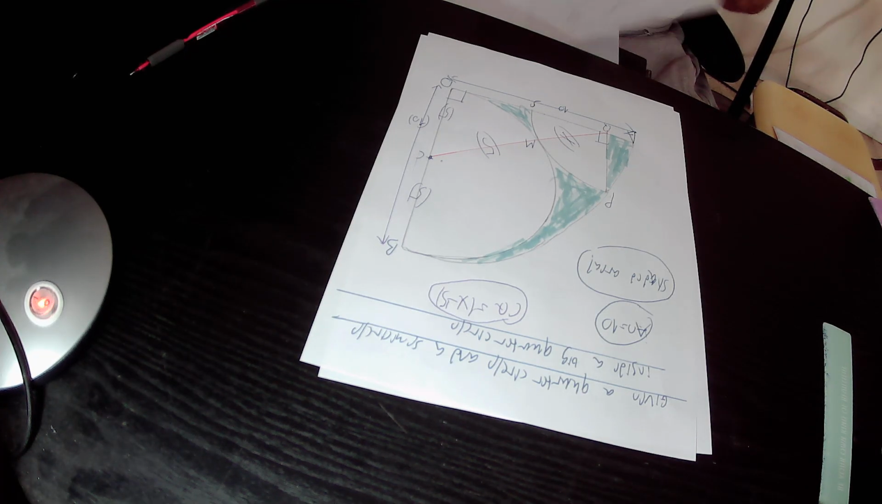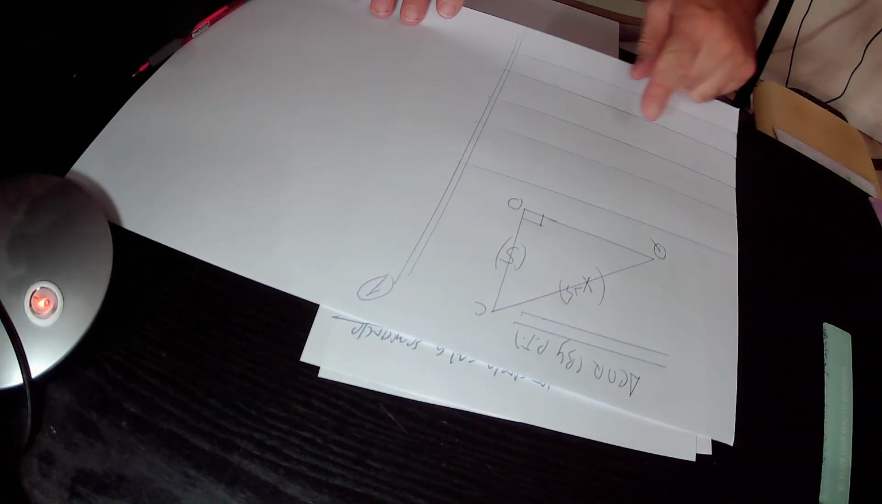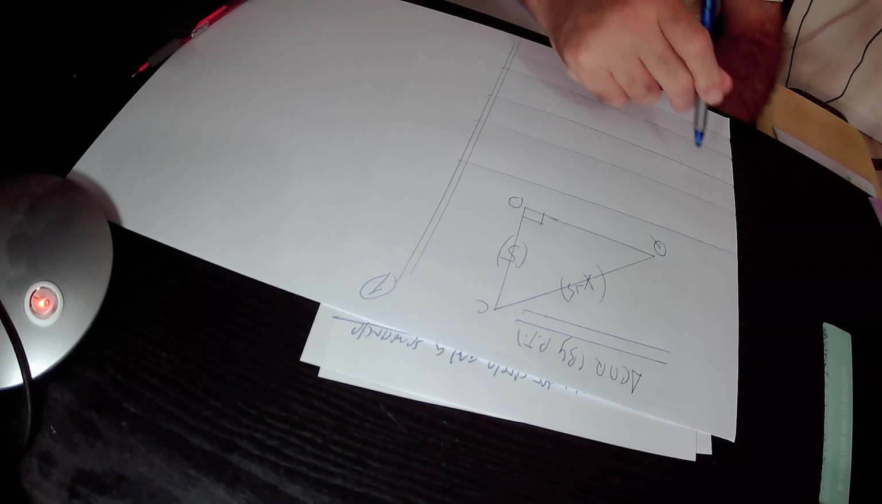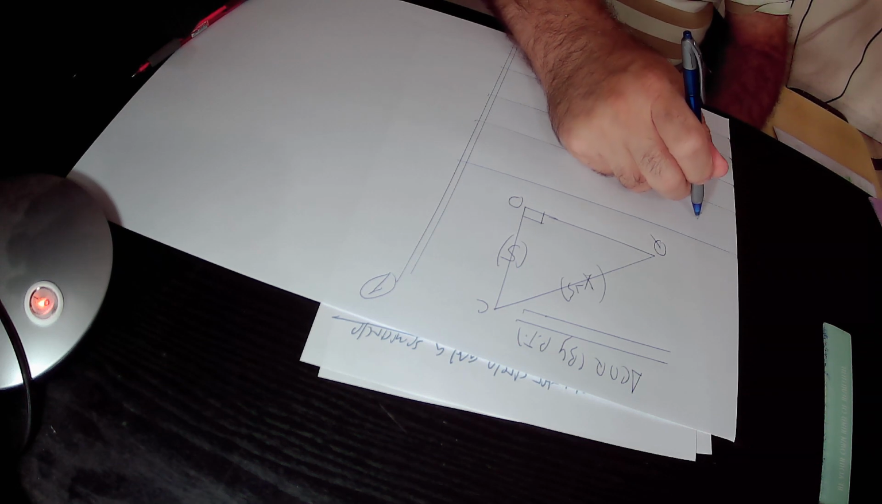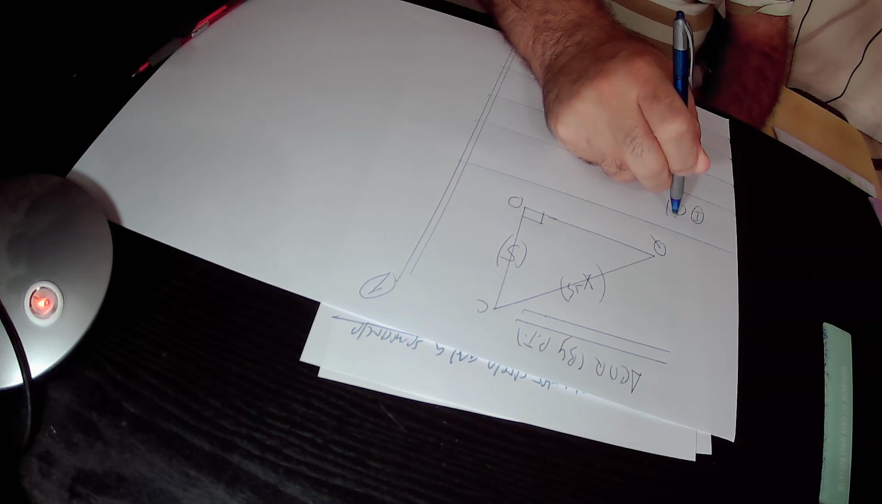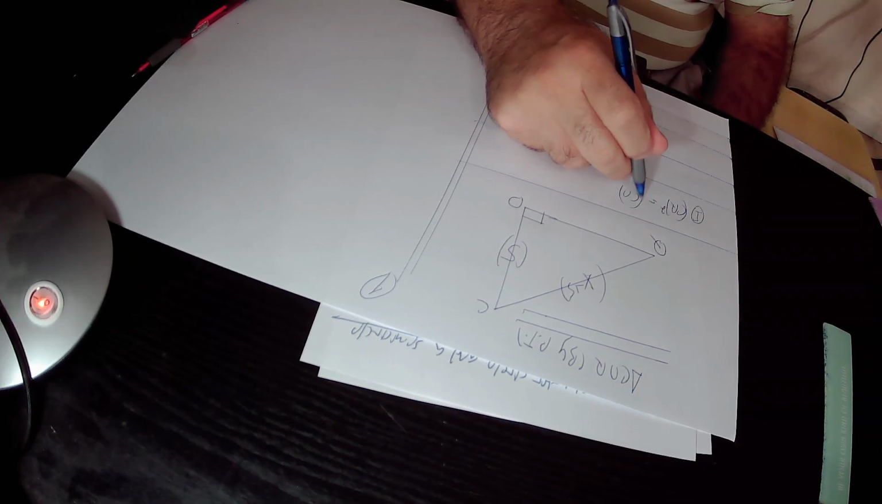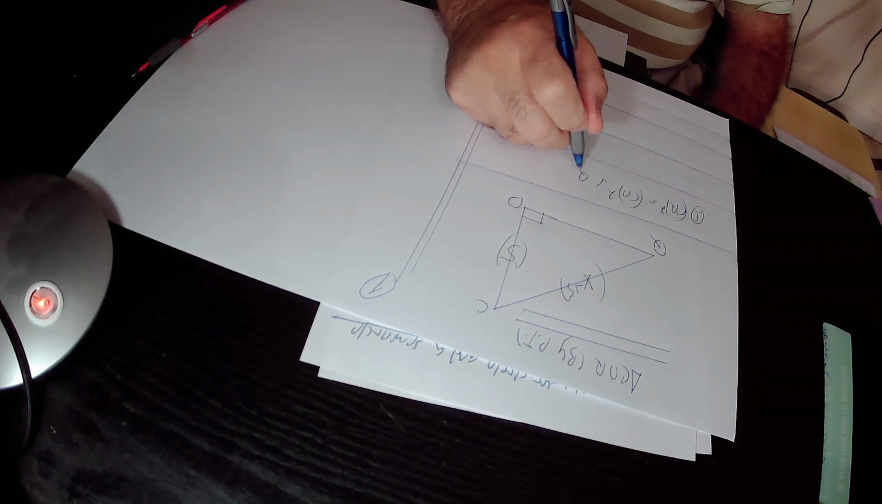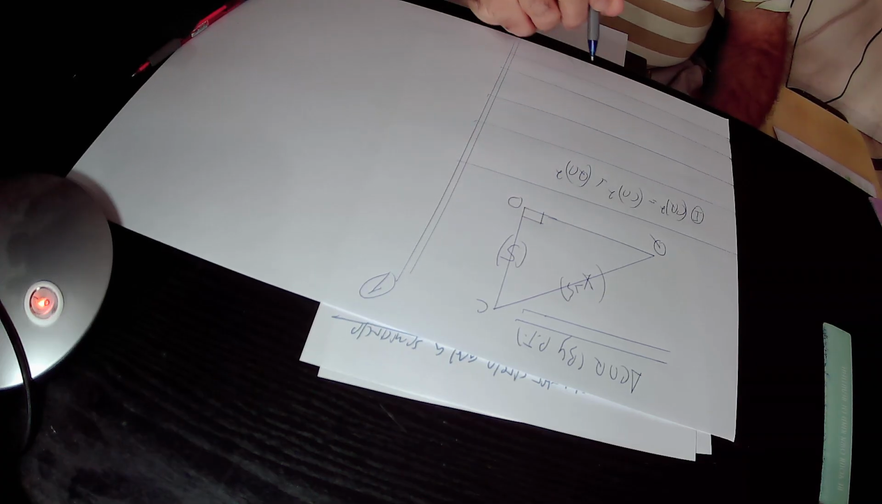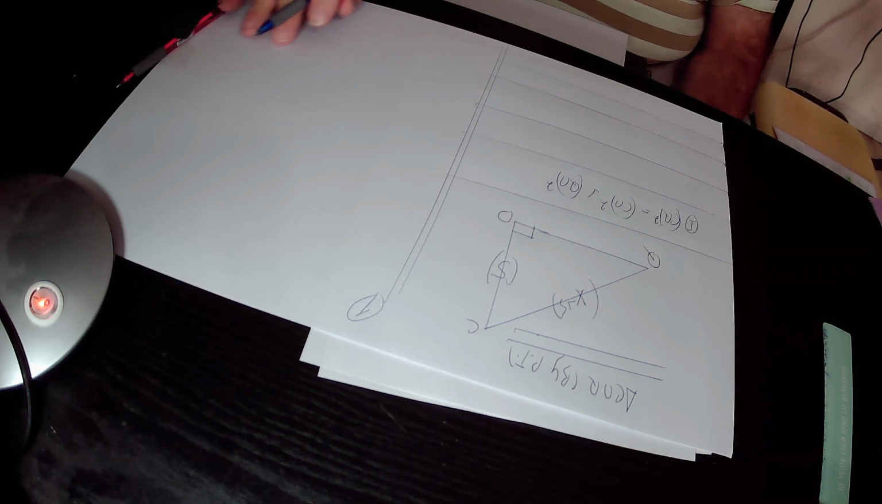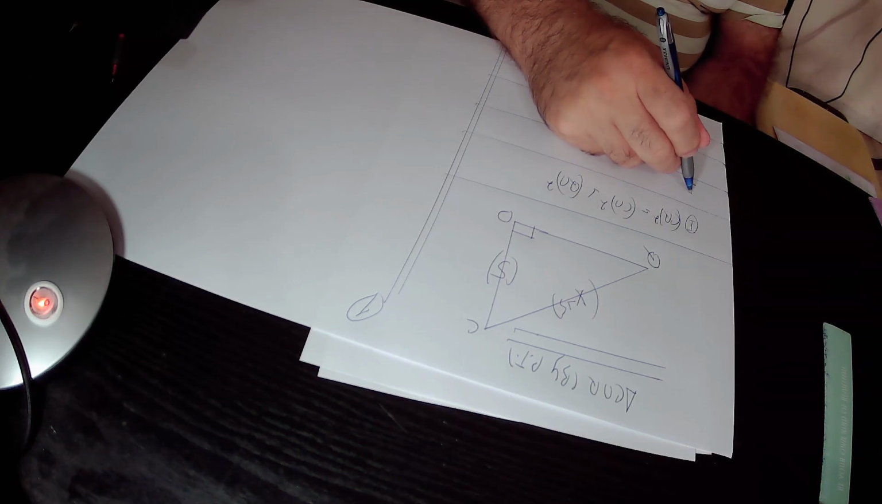So actually, this is the right triangle COQ that I copied from the original drawing. In this right triangle COQ, according to the Pythagoras theorem, CQ squared, that is the square of the hypotenuse, is equal to CO squared plus QO squared. CQ is x plus 5, therefore CQ squared is x plus 5 squared.